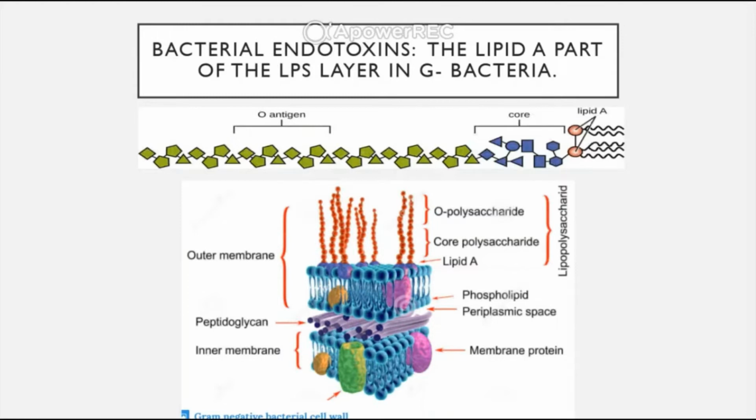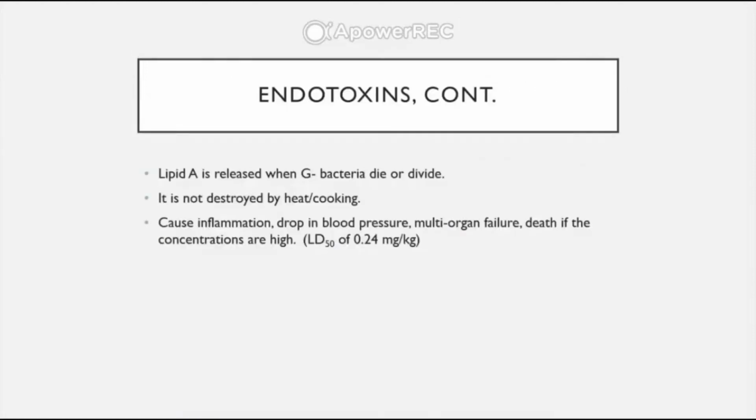And if you recall, with gram-negative bacteria, you have an inner membrane, a peptidoglycan layer in the periplasm, and an outer membrane. And attached to this outer membrane is the lipopolysaccharide. And there is a component called lipid A that is part of this lipopolysaccharide right here. And this can actually cause an inflammatory response in humans. So therefore, it is an endotoxin.